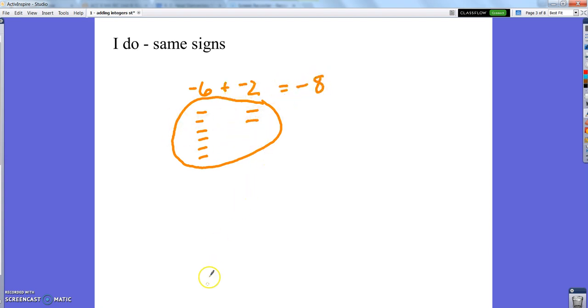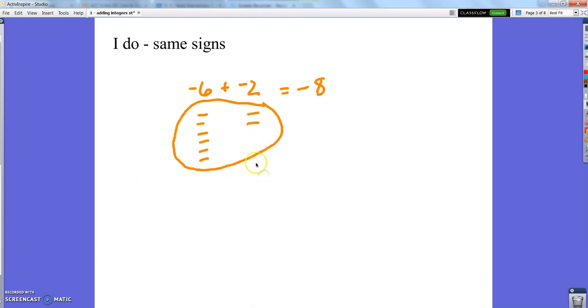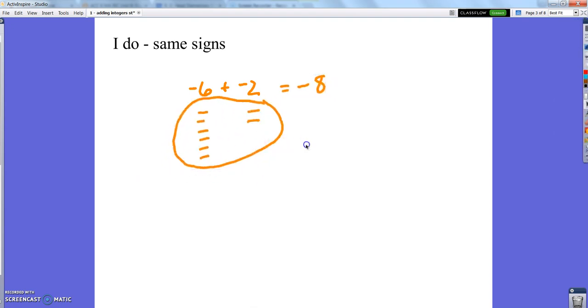If I rearranged it, I would just move these, think of it like putting together. I take these two negatives and I put them with these two, and all together I have negative 8. Pretty simple, I just combine my signs and count them up. So that's what happens if I have the same sign. Super easy. You just combine them all.